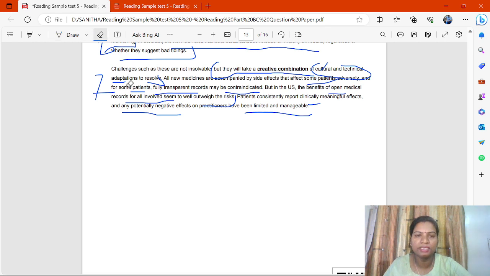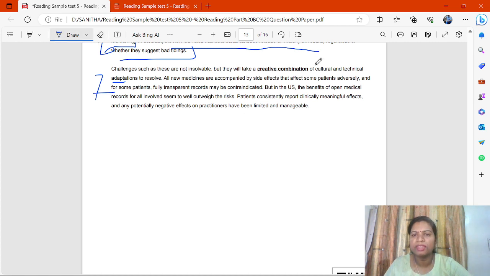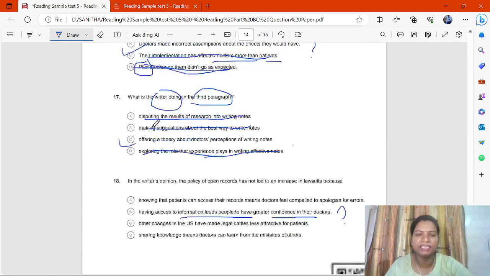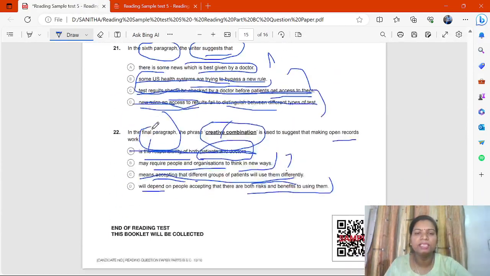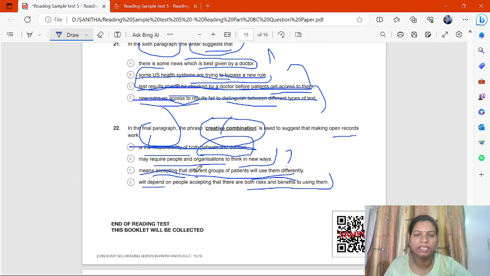What is the meaning of cultural and adaptation? Cultural means society or people, a group of people, culture. That synonym will come here. And technical adaptation means to resolve, that is some organizations. That is indirect meaning. It may require people and organization to think in new ways.